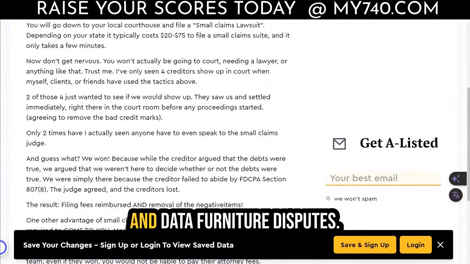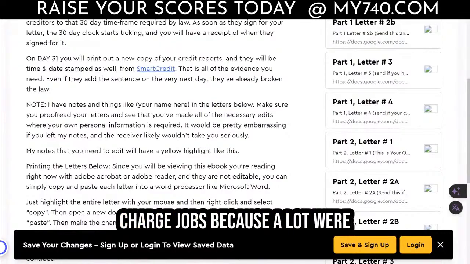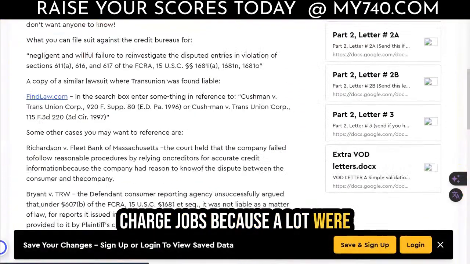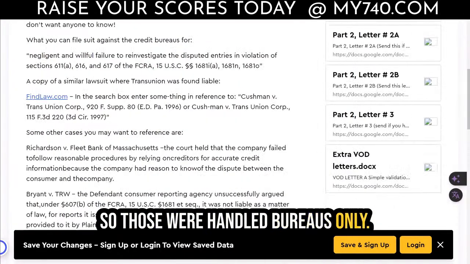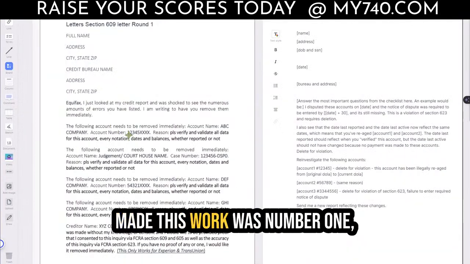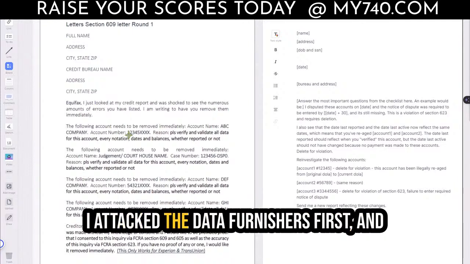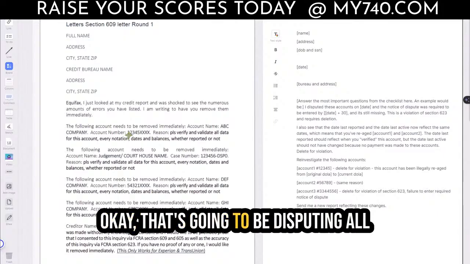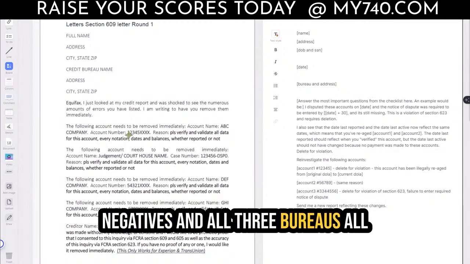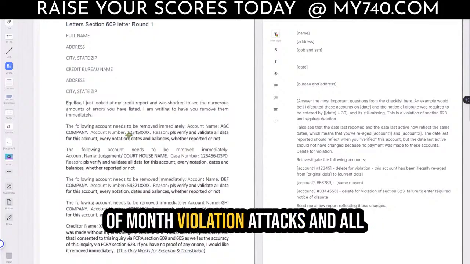So we did personal information and data furnisher disputes. Now, I didn't dispute directly with their creditors for their charge-offs because a lot were within the statute of limitations. I don't want anybody to be sued. So those were handled bureaus only. Now, what made this work was number 1, personal information. Number 2, that I attacked the data furnishers first. And it also works that I use many things. Okay. That's going to be disputing all negatives in all 3 bureaus all at the same time using custom factual disputes, Metro 2 challenges, middle of month violation attacks and all that.